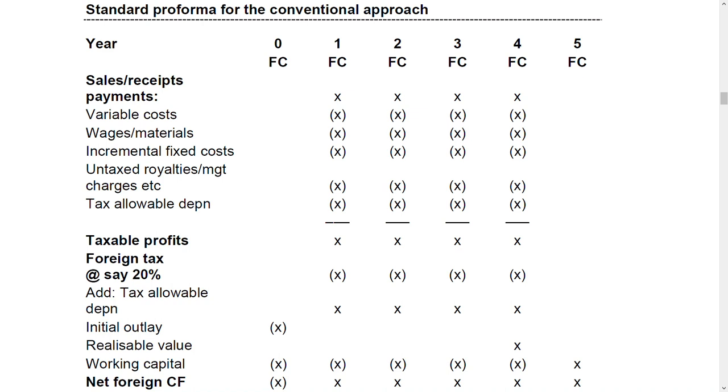Then tax allowable depreciation will come, how it normally comes, that needs to be deducted, and you will get taxable profit. Once you get taxable profit, you need to deduct your tax, the foreign tax, and then you add back your tax allowable depreciation. Then your investment and your working capital, you deduct, and then you get the net foreign cash flow. Okay.